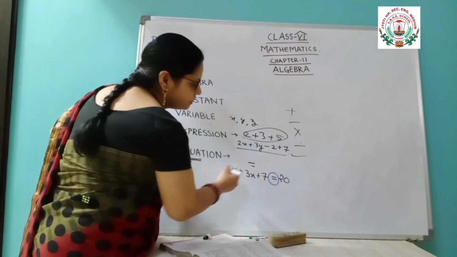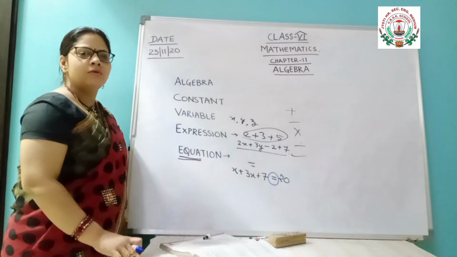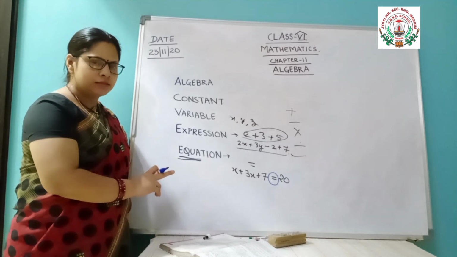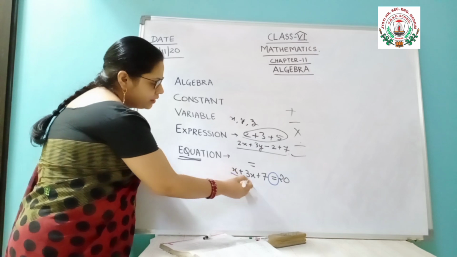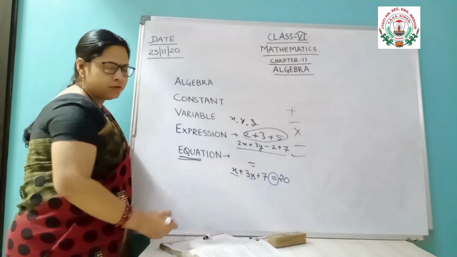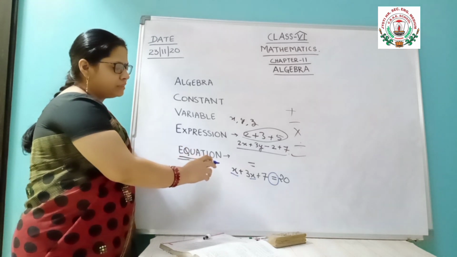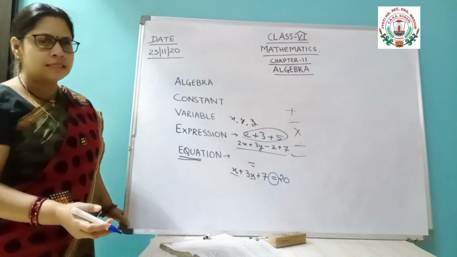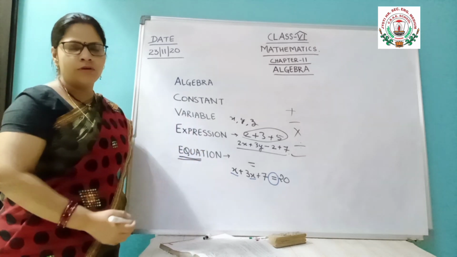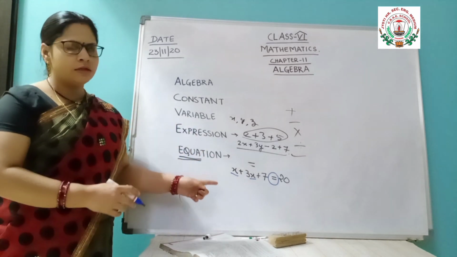Equal sign is visible here. This means this is an equation. Here this variable x, the same alphabet, is given, because you are just starting this algebra. So algebraic expression in one variable you are studying.